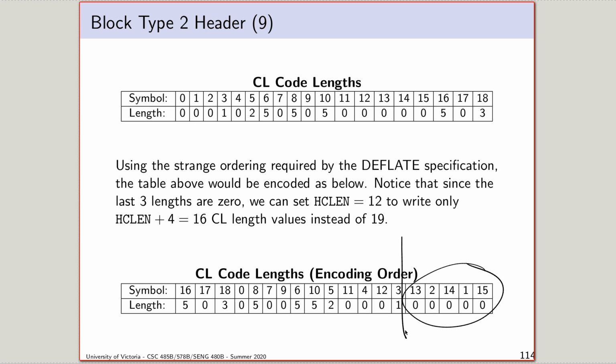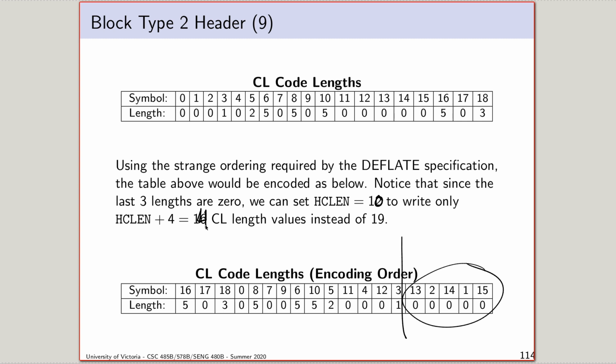Oh, that might be a typo. It probably should say that I'm writing the first 14 values instead. So I'll correct that when I post it. So I'd say I would like to set, in this case, hclen equals 10 to only write 14 CL length values instead of 19 because the last 5 entries of my table are 0.